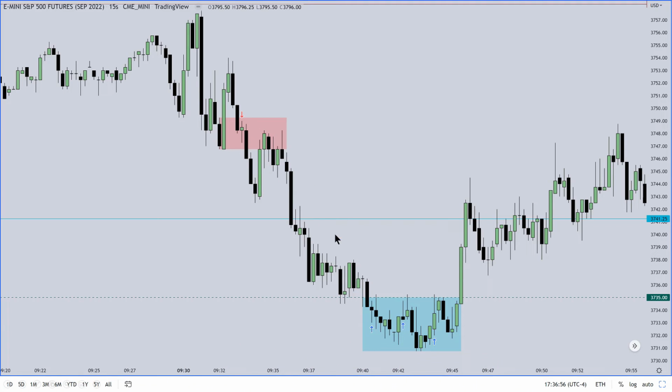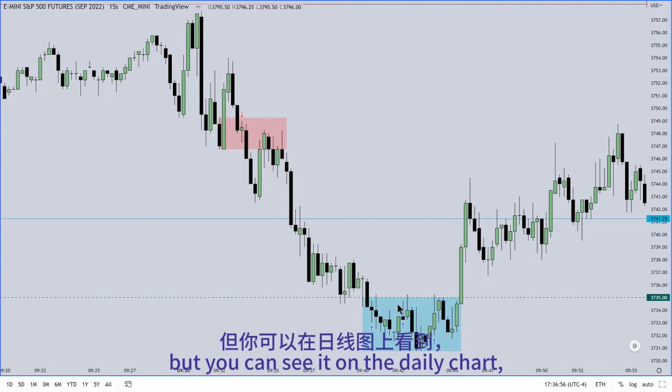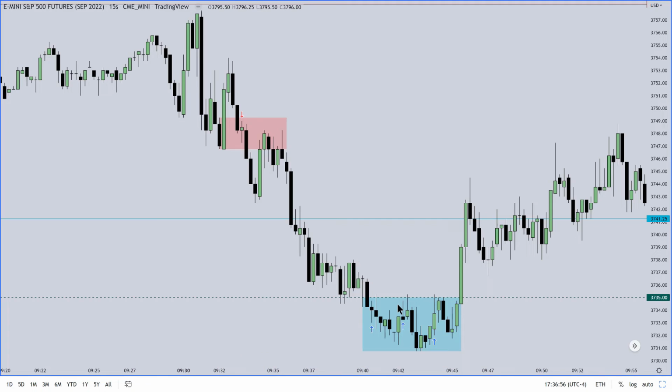Trades below the 37.41 quarter, sell side liquidity, and then the extension I used for the Fibonacci, which takes us down into here, below the 37.35 level, which I did not share on Twitter, but you can see it on the daily chart, as I mentioned at the beginning of the discussion. And that is going to be it.